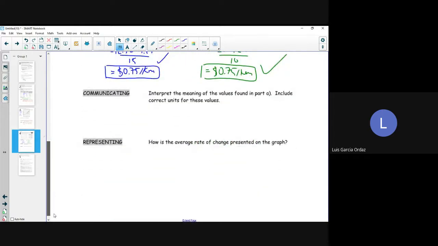So now we want to interpret the meaning of the values found in part A, and we want to include the correct units for these values. So this represents the constant rate of change in dollars per kilometer. And how is the average rate of change represented on the graph? It is represented through finding the slope.